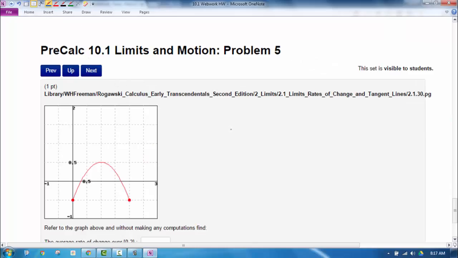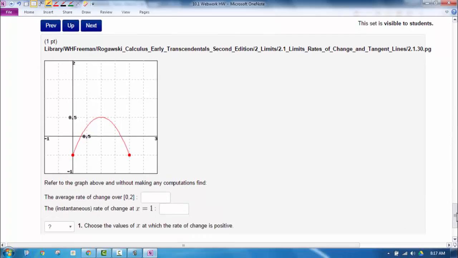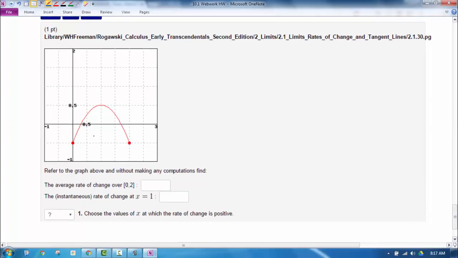Okay, the next problem gives us this graph right here, and it wants us to find the average rate of change from 0 to 2. The average rate of change from 0 to 2 is the slope of this line that connects those 2 points, which obviously is 0. The instantaneous rate of change at 1 is the slope of the tangent line at 1, which is obviously 0 for mine as well. And then it wants to choose the value at which the rate of change is positive. That'd be from 0 to 1, and the reason why is because the slope of the tangent line at all these points is positive until you get to 1, and then the slope goes negative over here. So I want a positive slope and therefore a positive rate of change, because slope is rate of change.